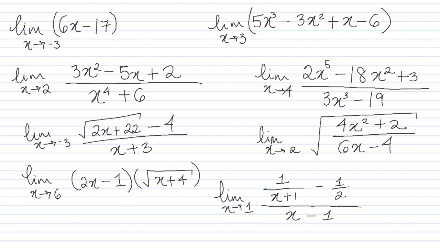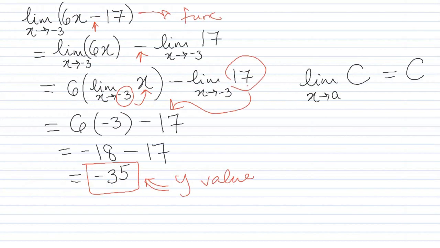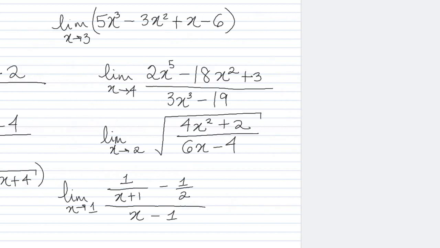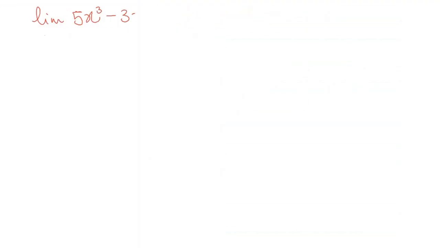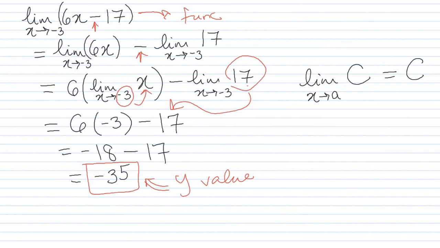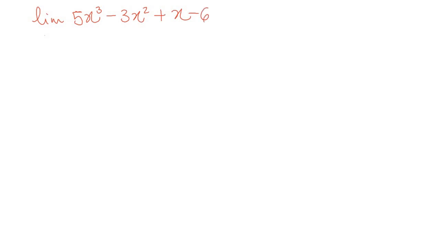So the next thing we have is the limit of 5x cubed minus 3x squared plus x minus 6, all of that as x goes to 3. So this is our second question. Well, this question is very similar to the first one. The only difference is that this has higher powers in the polynomial.